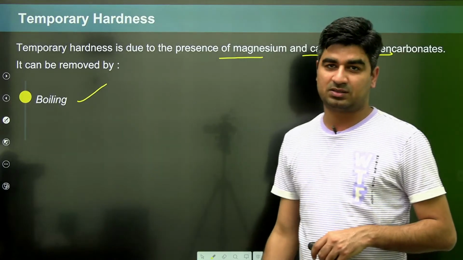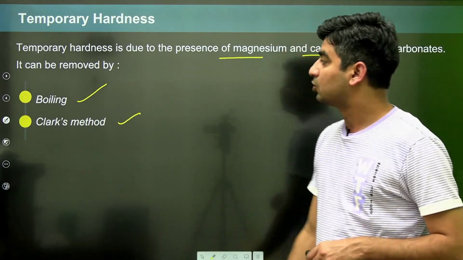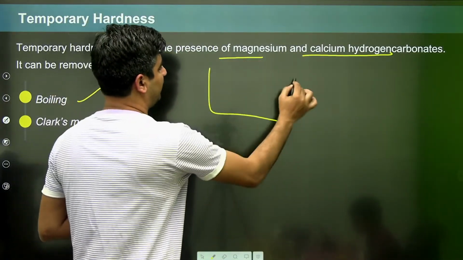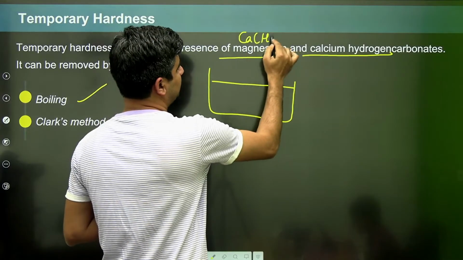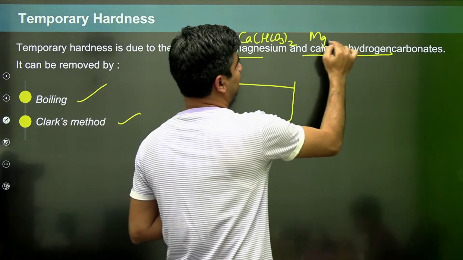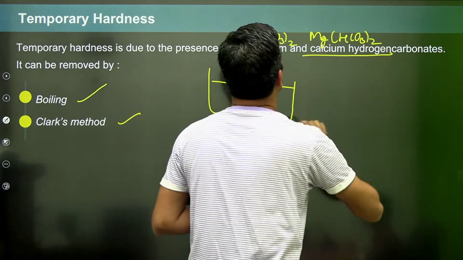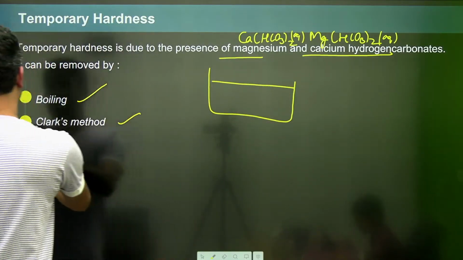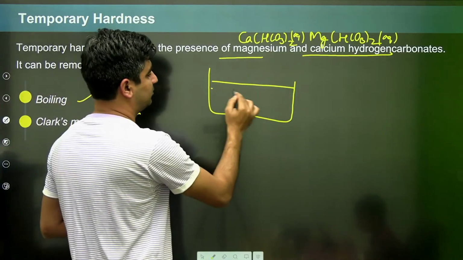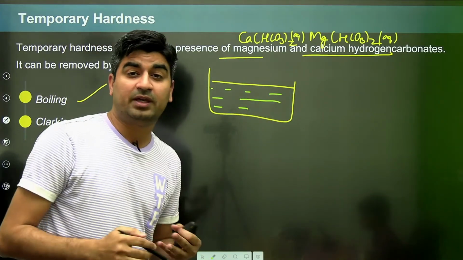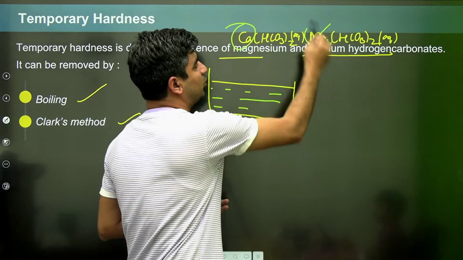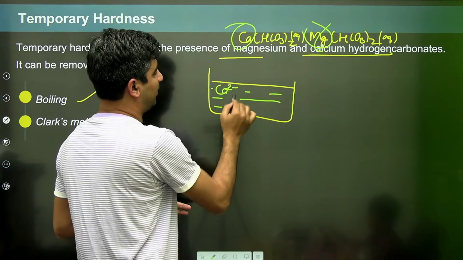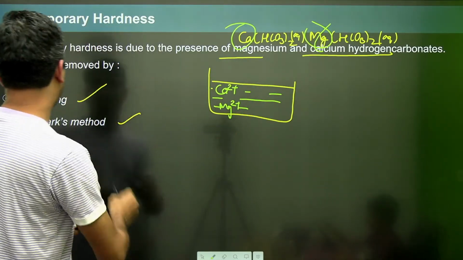So there are two methods, by boiling and by Clarke method. So what will happen when we boil? Let me tell you, if we have CaHCO3 or if we have MgHCO3 twice, these are basically soluble salts. So they are dissolved uniformly. When we heat up, we actually want to remove this Ca2+ and Mg2+. So right now they are dissolved properly. So how can we remove them?